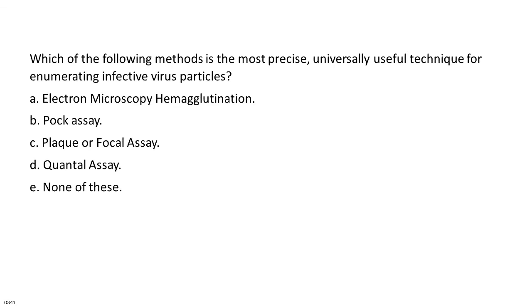Which of the following methods is the most precise, universally useful technique for enumerating infective virus particles? A. Electron microscopy hemagglutination. B. Pock assay. C. Plaque or focal assay. D. Quantal assay. E. None of these.